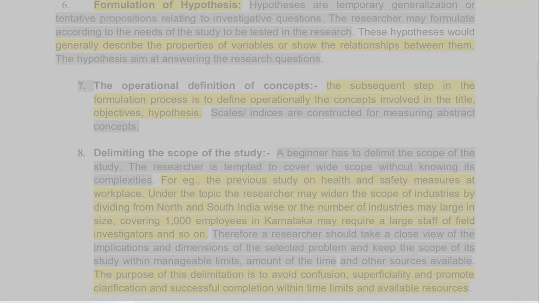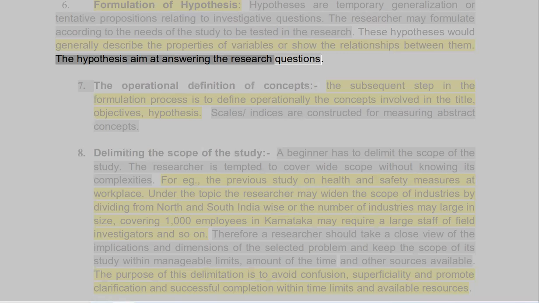6. Formulation of hypothesis. Hypotheses are temporary generalizations or tentative propositions relating to investigative questions. The researcher may formulate them according to the needs of the study to be tested in the research. These hypotheses would generally describe the properties of variables or show the relationships between them. The hypotheses aim at answering the research questions.